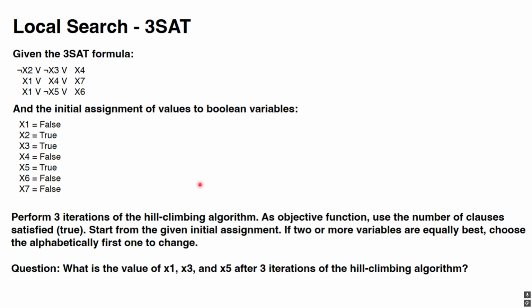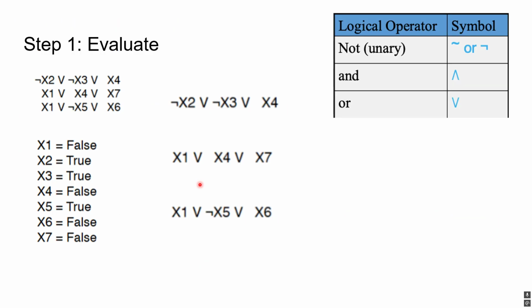Next is x1 or x4 or x7, then x1 or not x5 or x6. So then it's going to ask you again, perform 3 iterations of the hill climbing algorithm, and just follow those same steps. The question they ask is what is the value of x1, x3, or x5, but after you're done evaluating it, then you'll have all of the new values. So let's start. The first step is to evaluate.